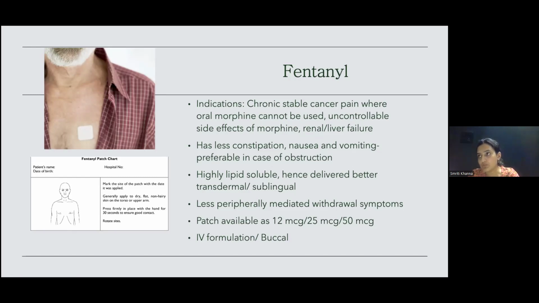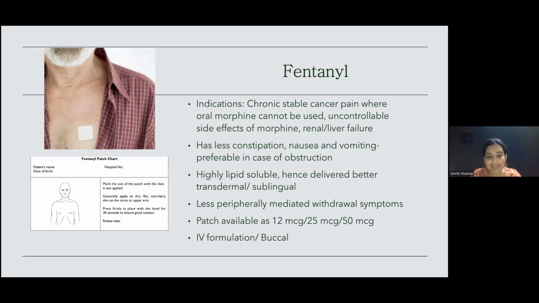Anywhere where you are anticipating a lot of GI side effects or the patient already has them, it may be a better choice. It's highly lipid soluble. It's delivered better transdermally and sublingually as compared to morphine. That's why you have the transdermal formulation of fentanyl. Lesser withdrawal symptoms with fentanyl. And the most common utilization, at least on an OPD basis, will be the patch, which is the 12 microgram, 25, or the 50 microgram patch.